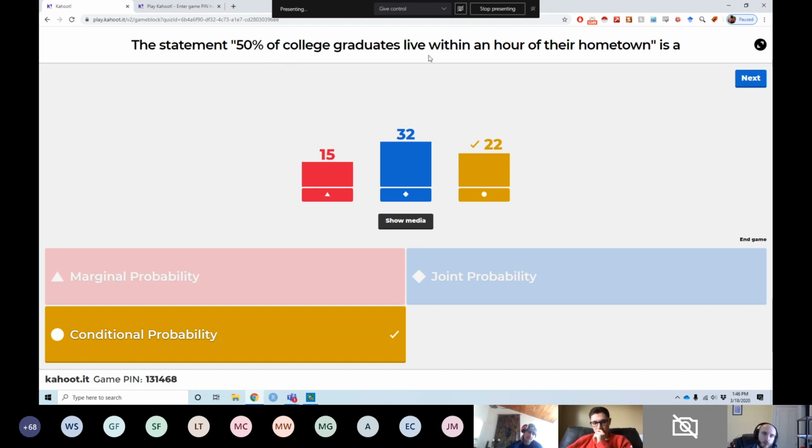Generally, if you see the word "and" or "both," something along those lines, that's going to be a joint probability. If you see the word "of" or "conditional" or "if," so if someone's a college graduate, there's a 50% chance they live within an hour of their hometown, that would also be a conditional probability. So "of," "if," "given," and "conditional" indicate conditional probabilities. "Both," "and," and "together at the same time" generally indicate we're dealing with joint probabilities.